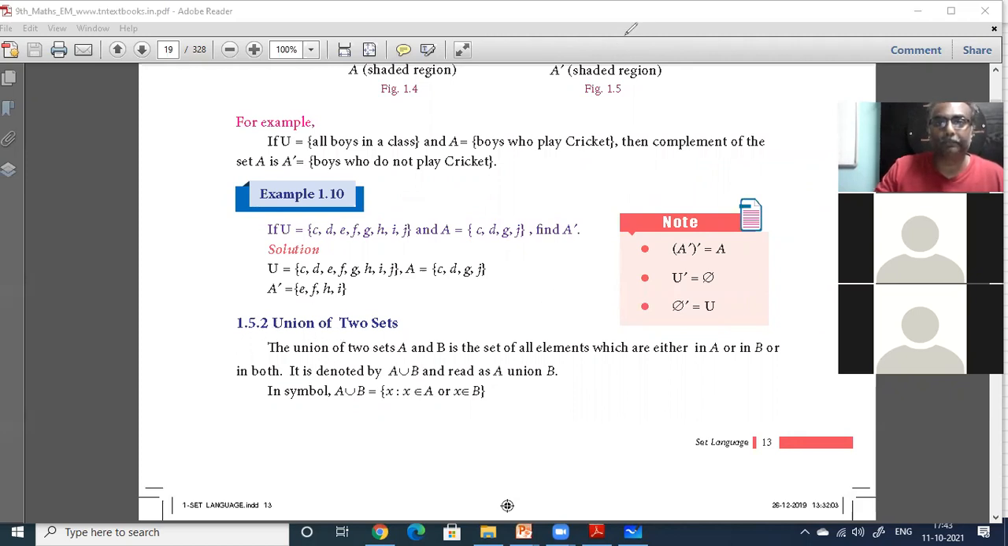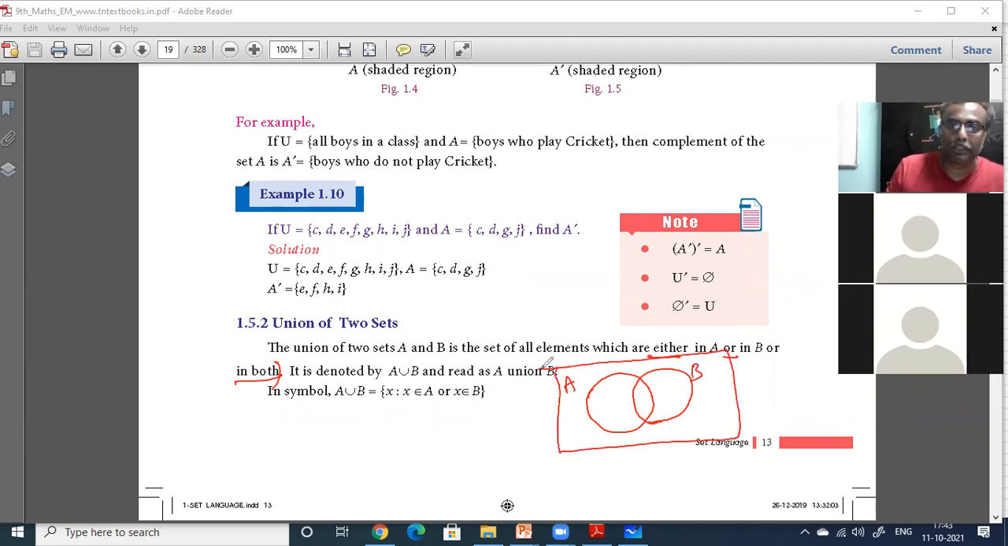Now let us go to union. What is union? You should remember either or. Either or means union. Both and means intersection. Either in A or in B or in both. Suppose it is not a disjoint set. This is A, this is B, this is the universal set around it. The union of two sets. Now, for union, you do not bother about the universal set. Only for complement you have to bother about the universal set. For other things, you don't have to bother. For union and intersection, you don't have to bother.